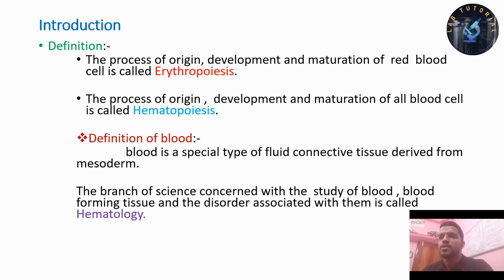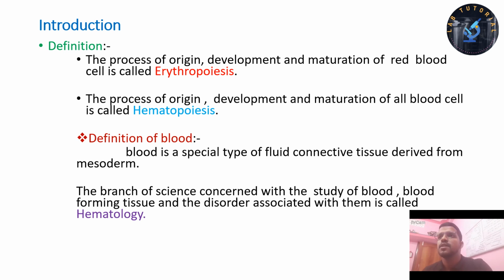What is the definition of blood? Blood is a special type of fluid connective tissue which is derived from the mesoderm. Hematology means the branch of science which is concerned with the study of blood, blood forming tissue and the disorders associated with them.